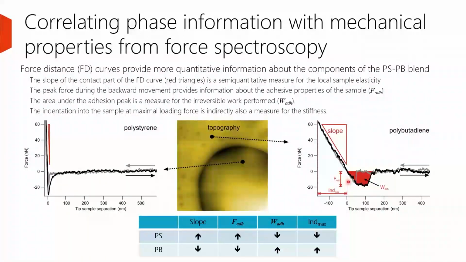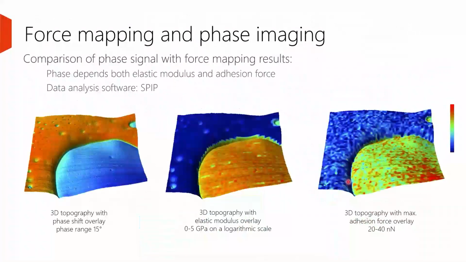Now we have done a force map on this sample, and we have done also phase contrast imaging. Here on the left, you see the phase contrast. The blue is now on the polystyrene, the red on the polybutadiene, and there you see the corresponding stiffness and the corresponding adhesion, and you see that both are different. Which of the two contributes now in the end to the phase contrast? That is the very tricky question. In air, most likely adhesion has most influence.